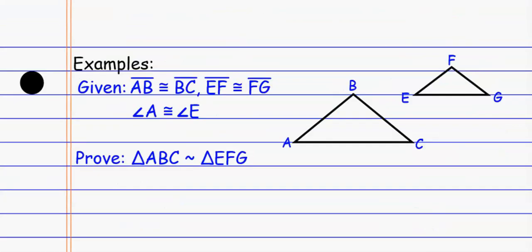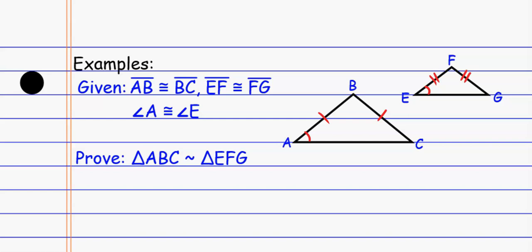So taking a look at something like this, I'm given that AB is congruent to BC. Let me go ahead and mark that on the picture over here, AB and BC. So those are congruent. And then EF is congruent to FG. So these are congruent. And angle A is congruent to angle E. And so what I want to do is prove that the triangles are similar.